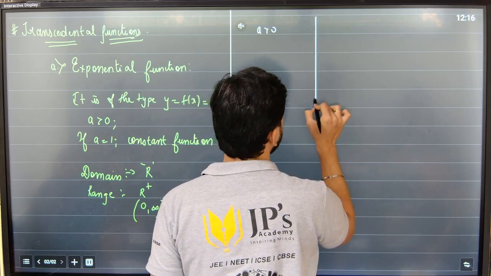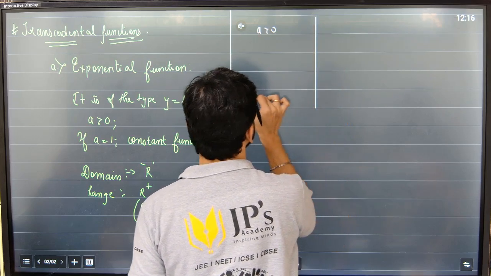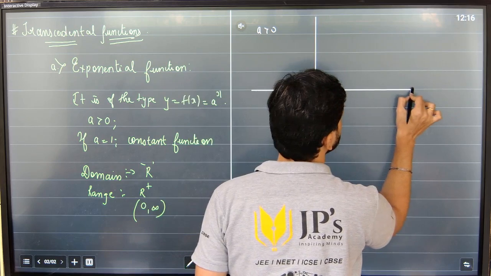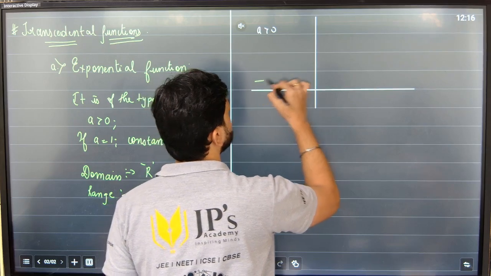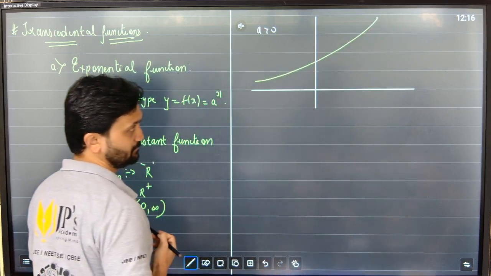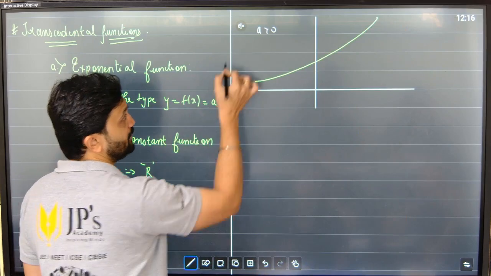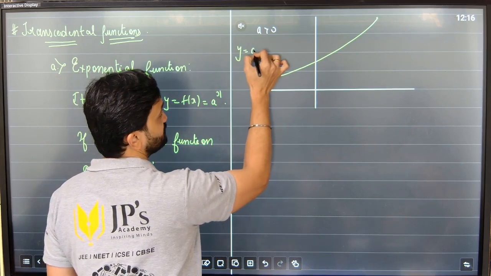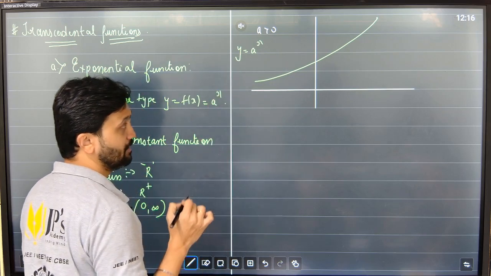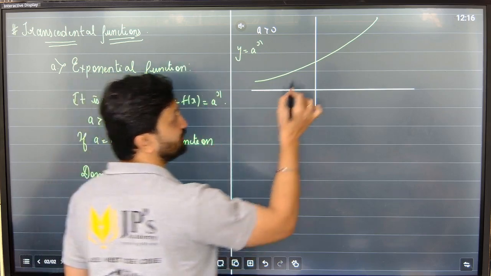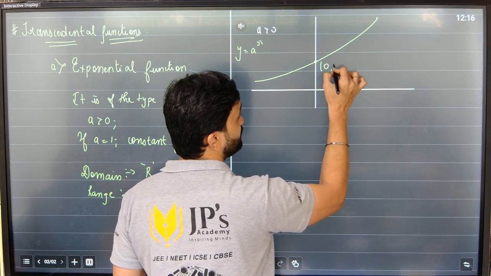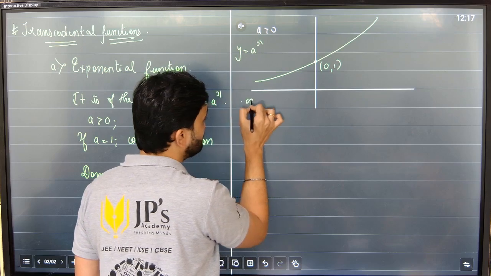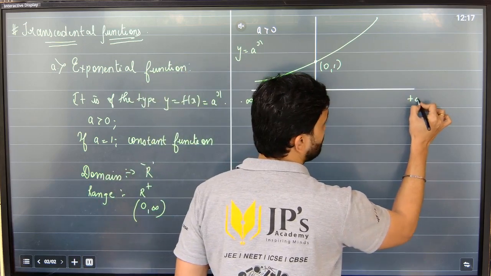My graph is going to look like this. It's going to look like this, where a is greater than 0. This is the graph for y is equal to a raised to x. अगर x 0 डाल दिया, this is the point where x will become 0. So ये point है 0,1. This is minus infinity. This is plus infinity.